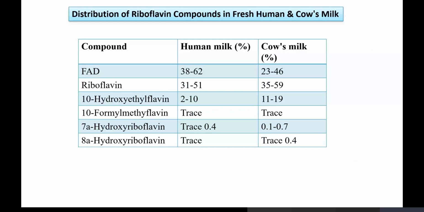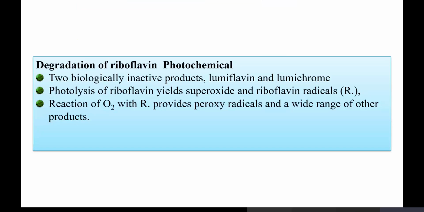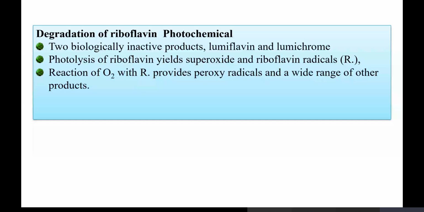Okay, there was a study in which riboflavin distribution in fresh human and cow's milk was studied. These are the contents with respect to human milk, and this is with respect to cow's milk. The human milk is rich in the coenzyme FAD, whereas cow's milk has around 23 to 46%, and riboflavin was found to be less, 31 to 51, compared to cow's milk. Other flavin forms are found in traces. As I said, riboflavin gets degraded because of light. It is quite stable to heat, but highly sensitive to light.